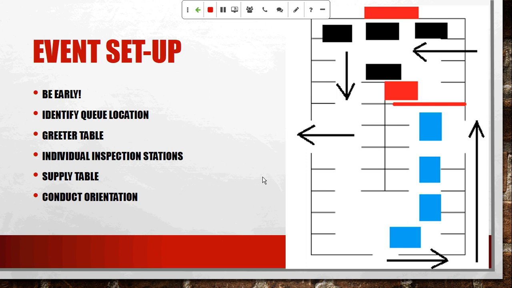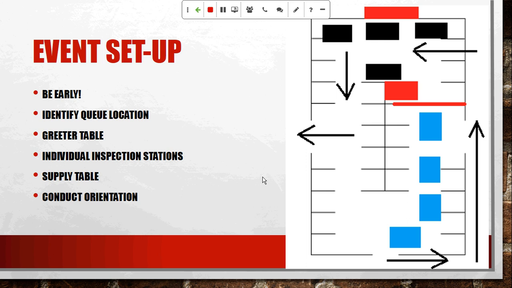Note the diagram here on the slide. This is a very, very simple layout of what a car seat checkpoint could potentially look like. So the blue boxes are vehicles, the red boxes are materials tables, and the black boxes are individual inspection stations, and the arrows denote the flow of traffic.